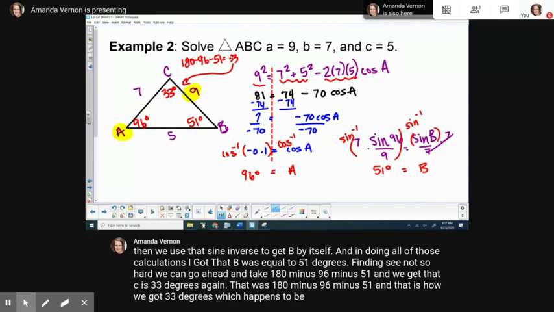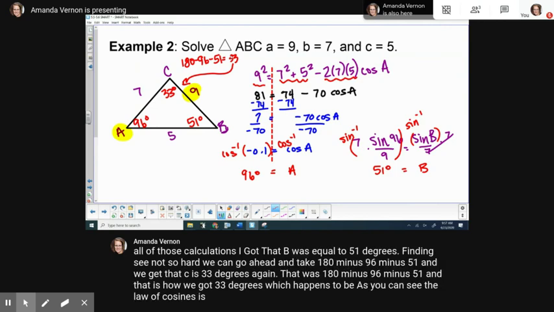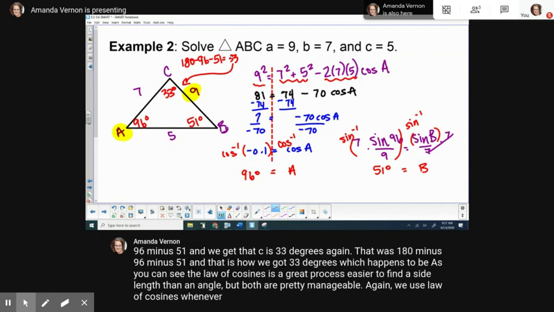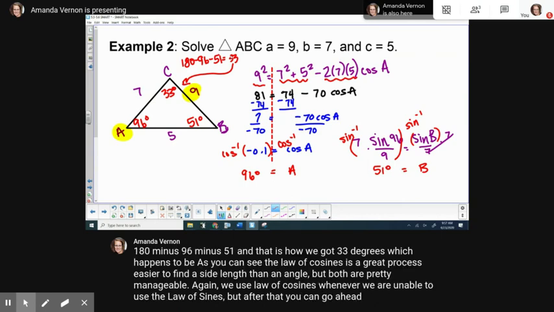As you can see, the law of cosines is a great process. It's easier to find a side length than an angle, but both are pretty manageable. Again, we use the law of cosines whenever we are unable to use the law of sines, but after that, you can go ahead and revert back to using law of sines if you prefer.